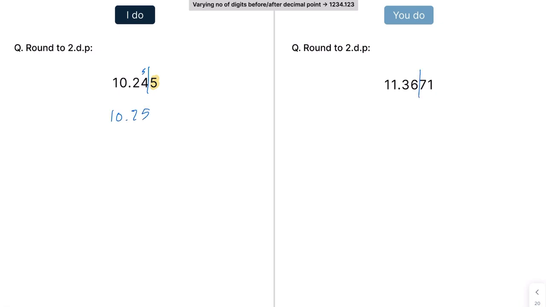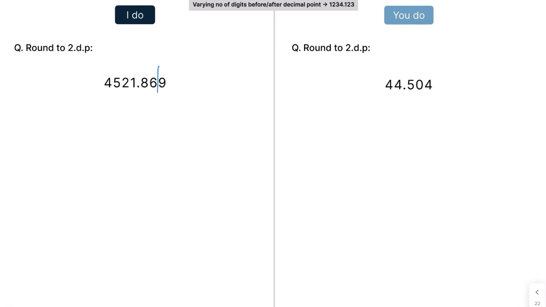Draw your line. Look at the decider, so that's telling me this is going to become 7, so that's going to be 11.37 there. Again, draw your line, look at the decider, so that's telling me this 5 is going to round up to a 6, so that's 155.56. Draw your line, look at the decider, so that is going to be 234.85, so that is going to round up to a 5 there.